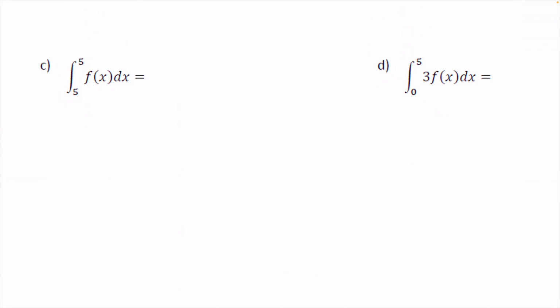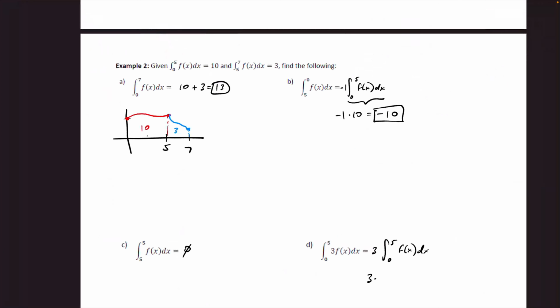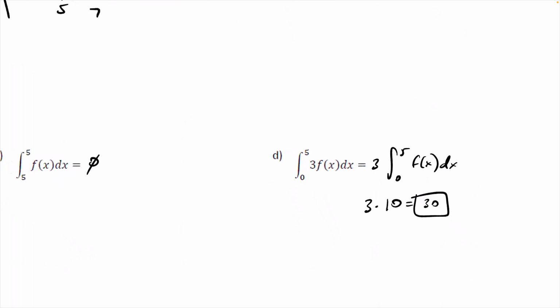So the area from 5 to 5, there is no area because it's nothing to shade, right? It's just a line. So that one's going to be 0. The 3 you can move to the front. So it's going to be 3 times 10, which is 30. Okay.